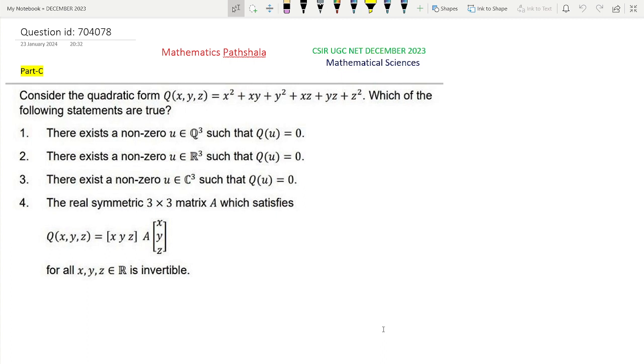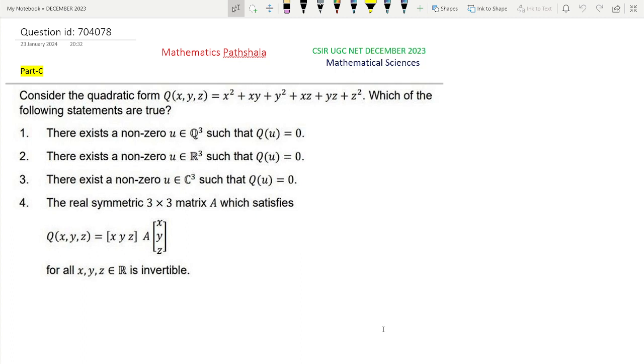Consider the quadratic form Q(x, y, z) given by this. Then which of the following statements are true? There exists a non-zero u belongs to Q^3 such that Q(u) = 0. There exists a non-zero u belongs to R^3 such that Q(u) = 0. There exists a non-zero u belongs to C^3 such that Q(u) = 0. And option 4 is that the real symmetric 3 by 3 matrix A which satisfies this is invertible.